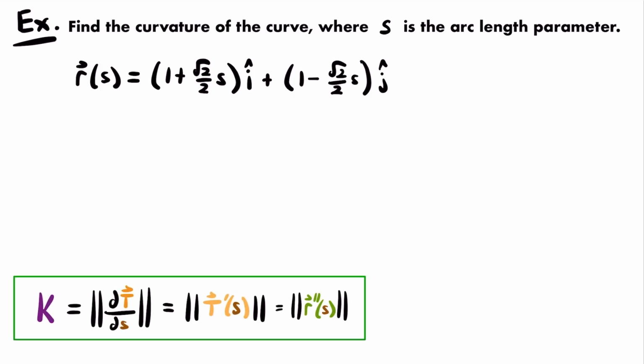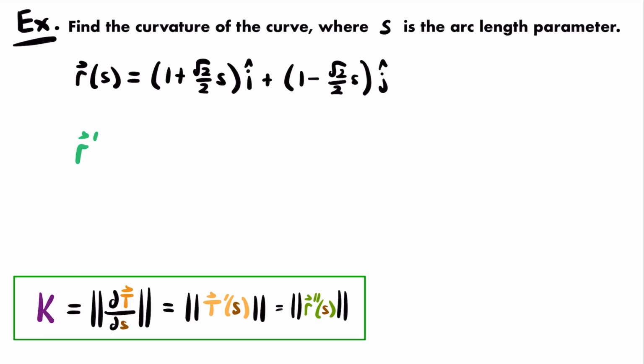What we're going to do here is take the magnitude of the derivative of the unit tangent vector in terms of that arc length parameter s, which also happens to be equal to the second derivative of the vector function in terms of s. Okay, so really what we want to do here is take the derivative of this vector function twice, take the magnitude of that second derivative vector function, and that will be equal to the curvature k. All right, so let's do that here.